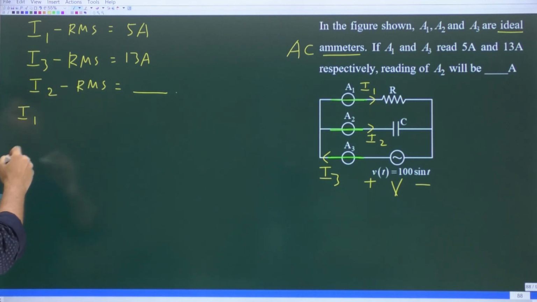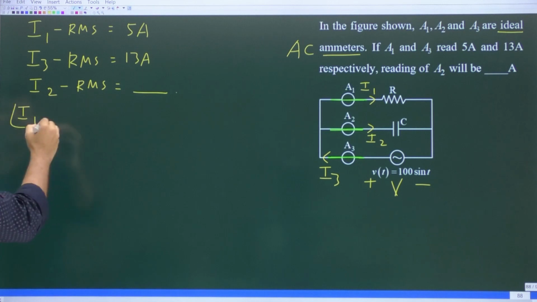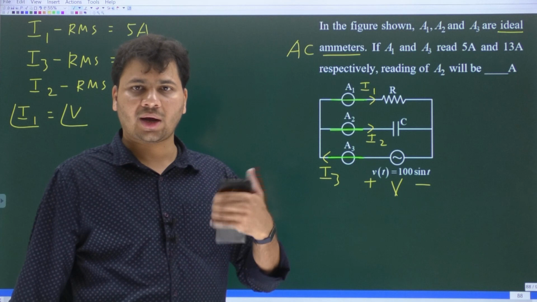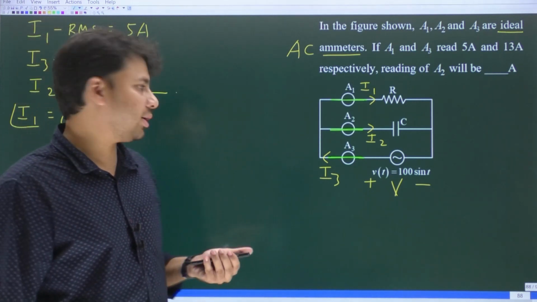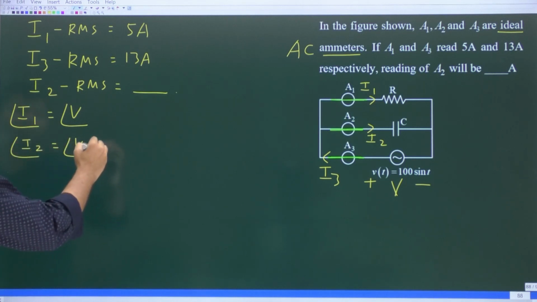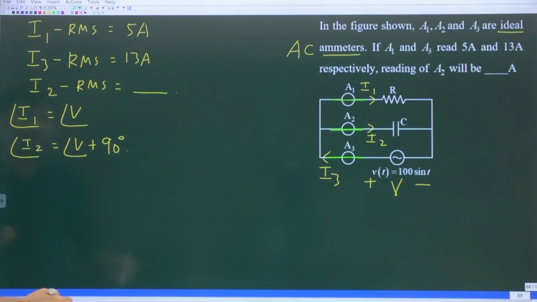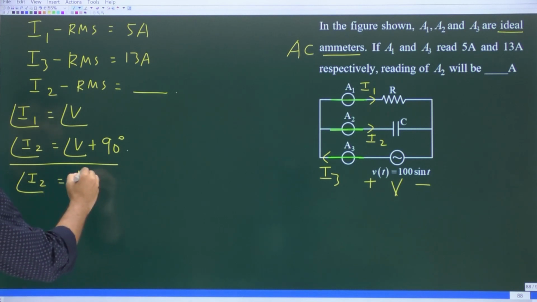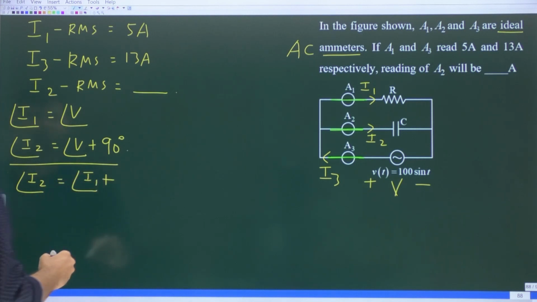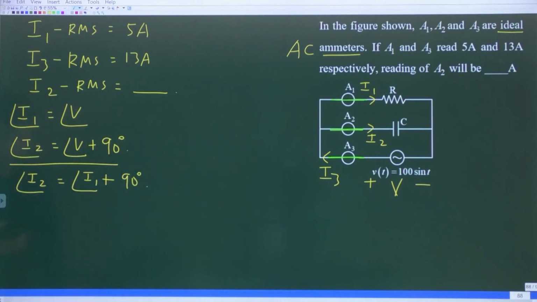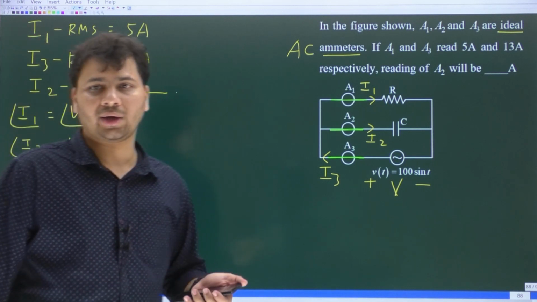Okay. Now for a resistor, current and voltage will be in phase. So angle of I1 is equal to what? Angle of V. And for a capacitor, current will lead the voltage by 90 degrees. That means angle of I2 is equal to what? Angle of V plus 90 degrees. Yes. So from these two, don't you agree that angle of I2 is what? Angle of I1 plus 90 degrees. That means I2 leads I1 by 90 degrees.